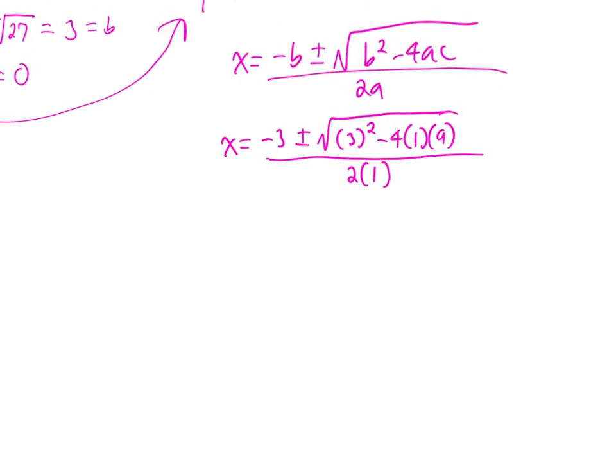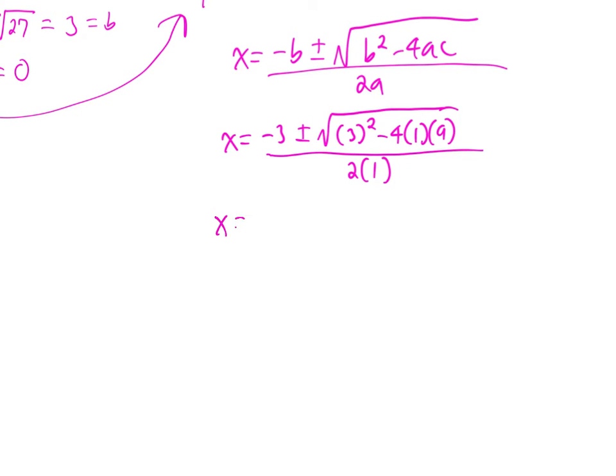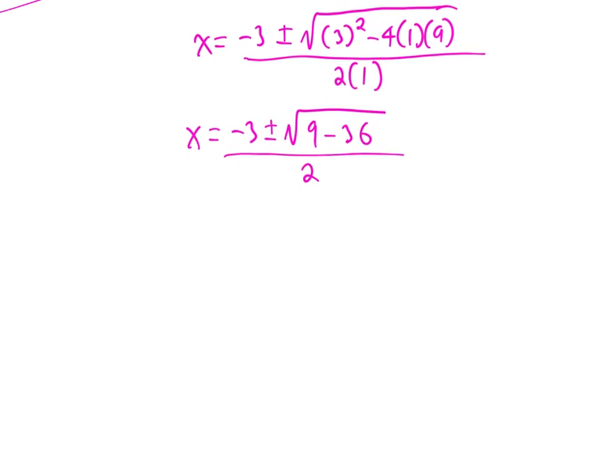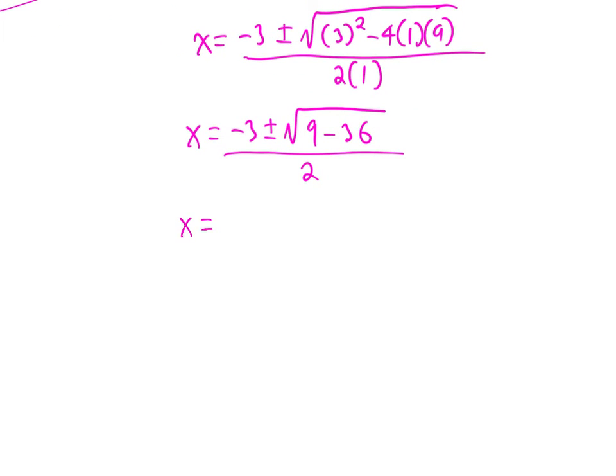Okay, now we're going to get x equals negative 3 plus or minus the square root of 9 minus 36, all over 2. And we get x equals negative 3 plus or minus the square root of negative 27, all over 2.